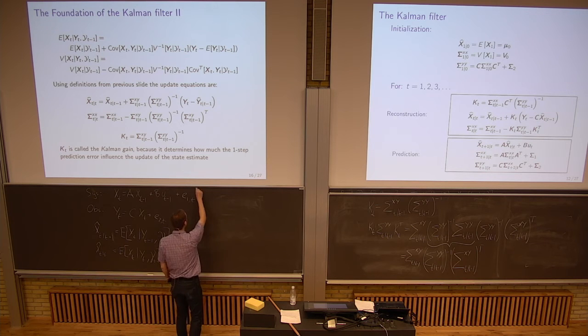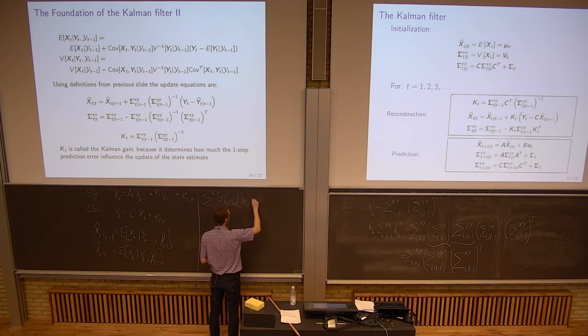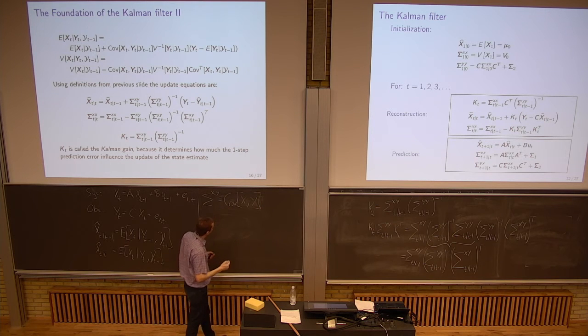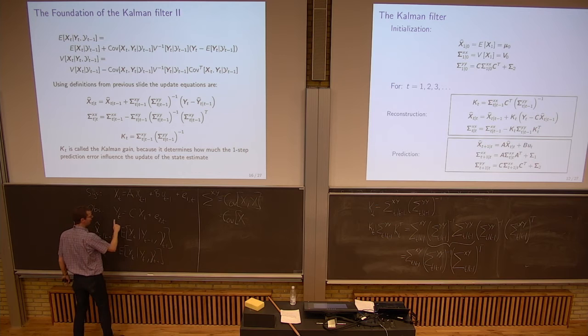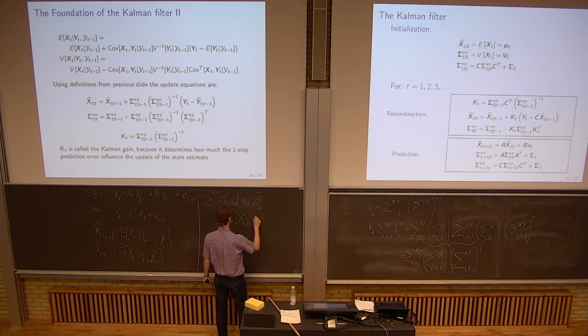So the covariance of x comma y, I will remove the subscript of time because this is just a generic thing. That is the covariance between x and y. Well, that's the easy part. It's the covariance of x, and now we know that y is equal to c times x plus some noise. So we'll plug that in. C times x plus, I'll just write epsilon right now for some noise.